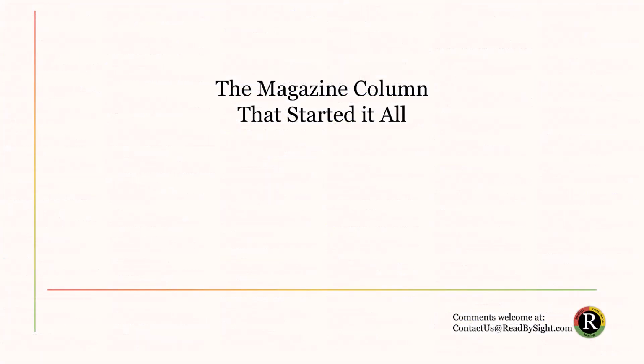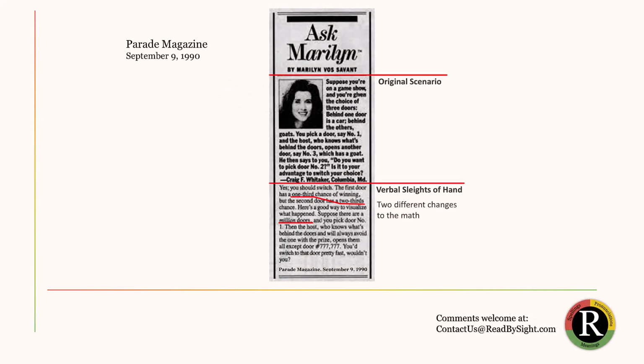Now we'll take a look at the magazine column that started it all. So the problem really came to life when Parade magazine published the column you see here in the September 9th, 1990 issue. At the time, Parade magazine wasn't so much a magazine proper. It was an insert into the Sunday papers of virtually every Sunday edition from every paper in the U.S. Maybe not everyone, but essentially everyone. It was very, very widely circulated.